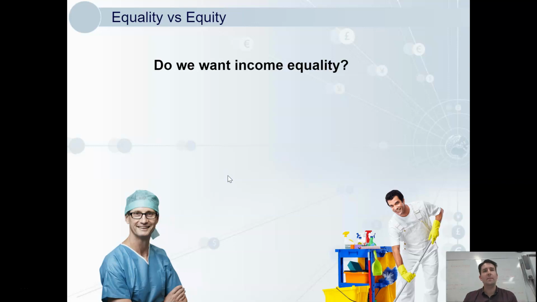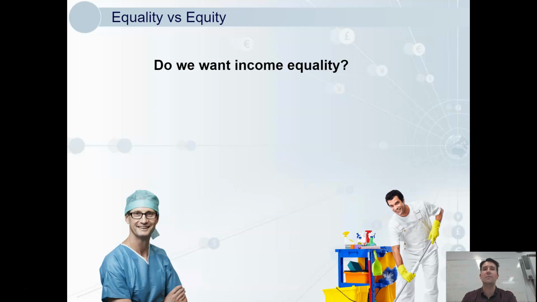Okay, have a think about this question. Do we want income equality? I'm going to be interested in what you write here. There is a widespread view in the world that there is too much inequality and that we should strive for more equality. And this is what a lot of our analysis in this course will focus on.